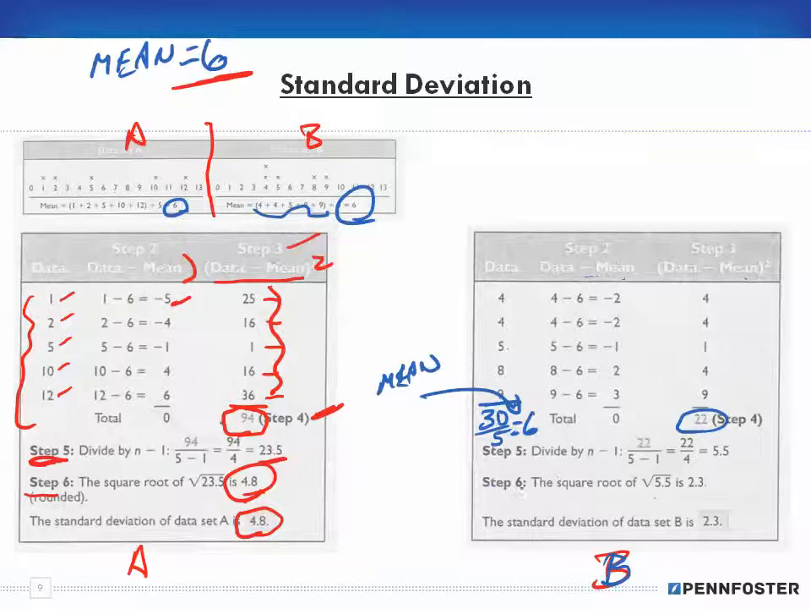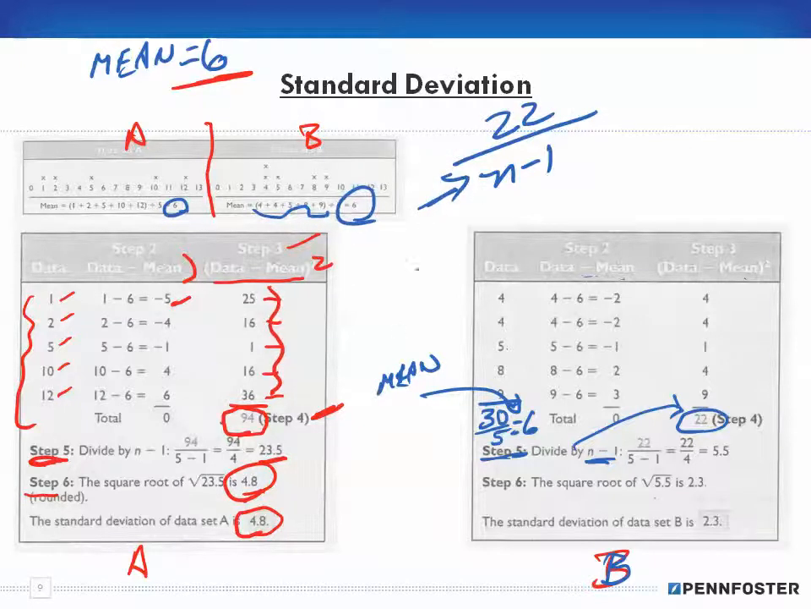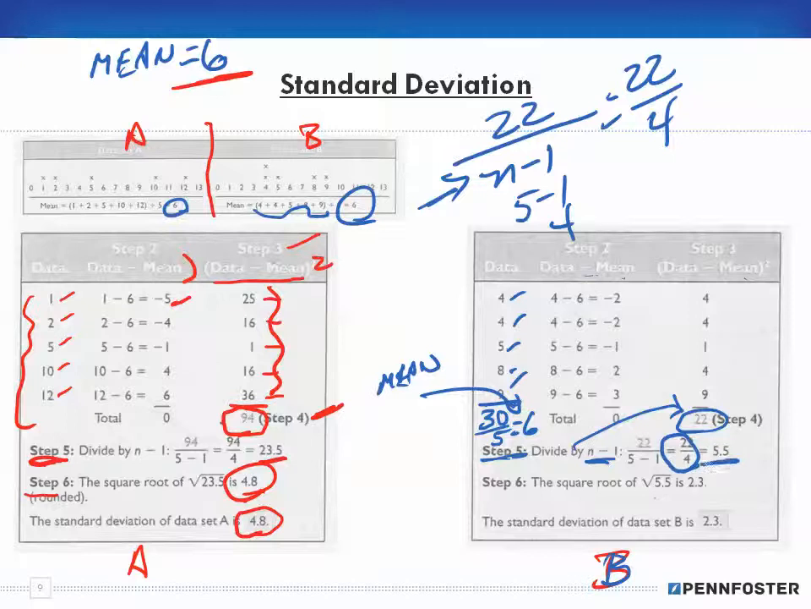Right? Now, for step number 5, I'm going to divide what I have from step number 4 by n minus 1. So I have 22, and I'm going to divide by n minus 1. The thing I need to know is what n is. Well, n is 5 because I have 5 data points here. So 5 minus 1, that's 4. So now I have 22, and I'm dividing it by 4, which is what you see right here. And that gives me 5.5. Okay, so that's the end of step number 5.